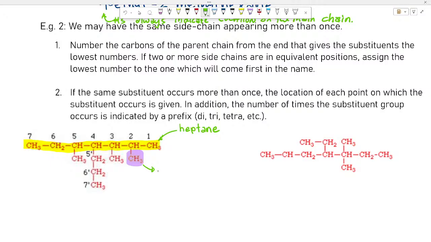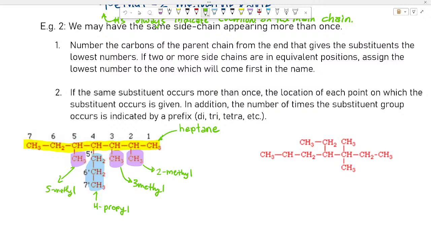So specifically, this is a 2-methyl group. Good. This one here is also a methyl group, but it's not a 2-methyl. It is a 3-methyl. All right? There should be a dash there. What about this one here? Yep, 4-propyl and 5-methyl. So that's a 4-propyl group. 4-propyl, and then 5-methyl.